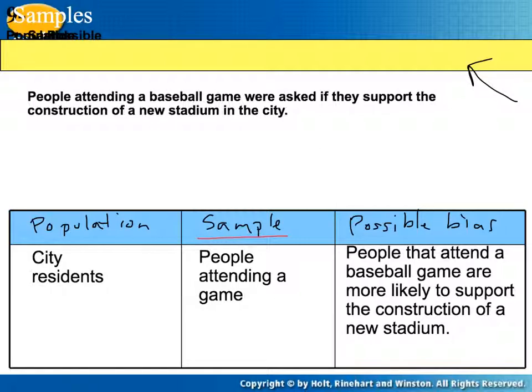Where the bias comes in is that if you're asking people who go to baseball games whether they want a new stadium, they're probably going to give you more support for it, because they want the new stadium. So that bias is not an accurate representation of the population, but it does happen.